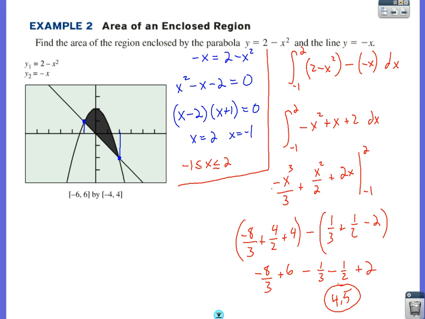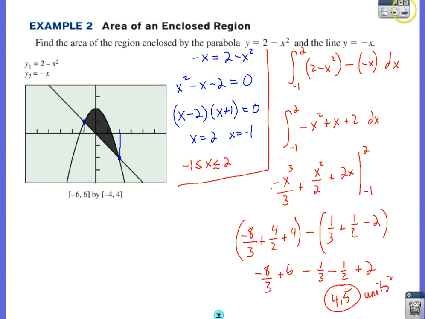Again, truly amazing, right? That something that looks so arbitrary and so round has a nice, pretty, happy number of 4.5 square units. Amazing. Again, units, so I guess technically I need to put units squared.